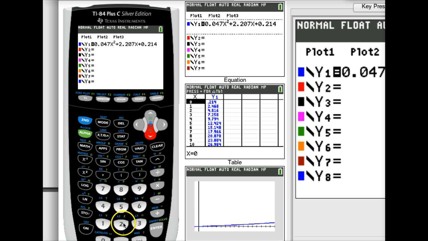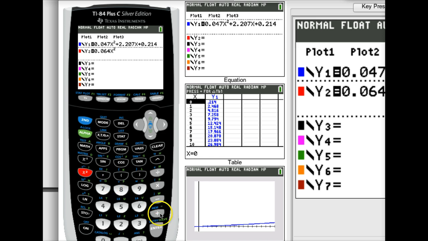For the truck, it was 0.064x squared, plus 2.210x, and then minus 0.500. So those were my equations that you should have the non-rounded versions for in your calculator. Again, I'm not going to enter the data, so I don't have my plot on because I don't want the scatter plot. I'm just looking at the quadratics themselves.